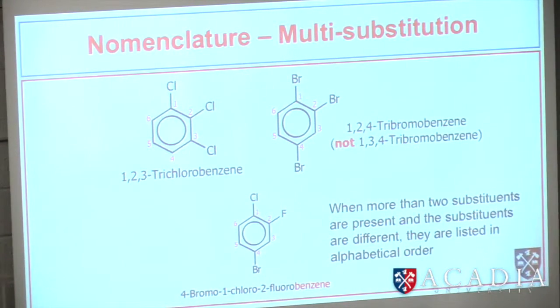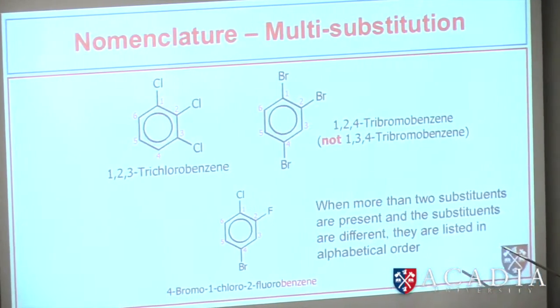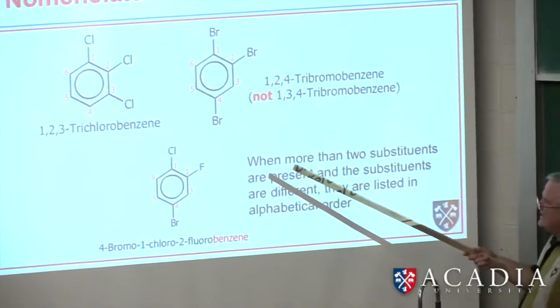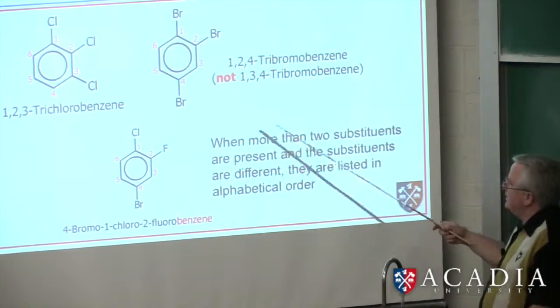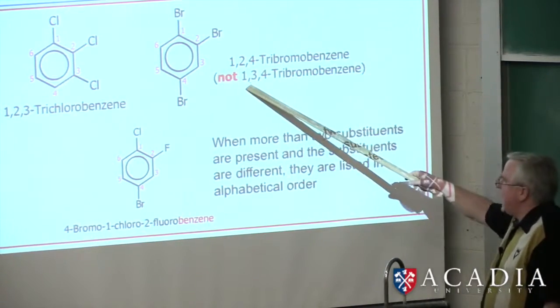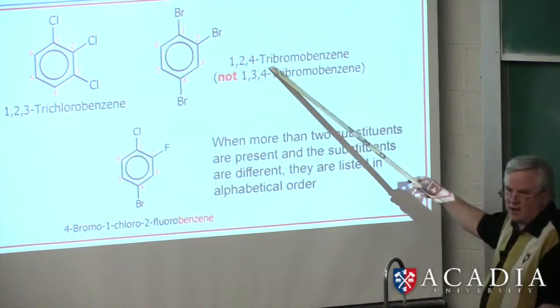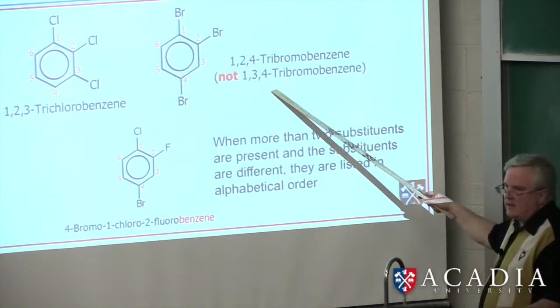So again, multi-substitution. There we see trichlorobenzene, we have to say where those chlorines are. In that case, 1, 2, 3. This is 1, 2, 4. It's not 1, 3, 4, right? Because you try and keep the numbers as low as possible. Again, I'm not going to get too upset.